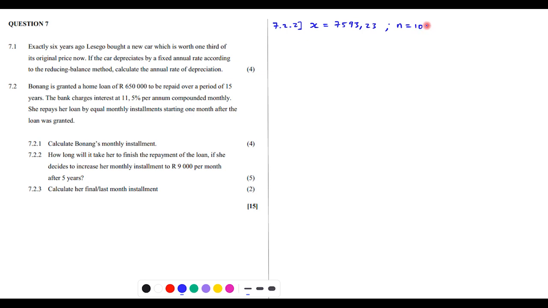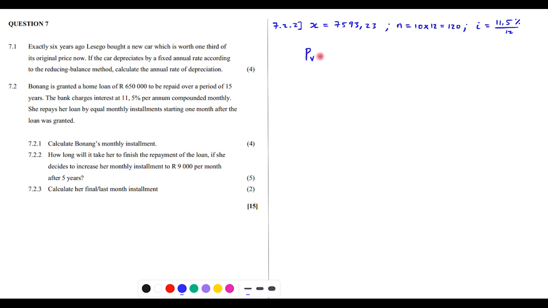So it means now when she decided to change her installment, she decided after the 5 years. So now here I need to first know what was left. So that is basically what we're going to calculate first. So 11.5% over 12, like that. And to calculate the outstanding balance, we're going to be using PV, right?